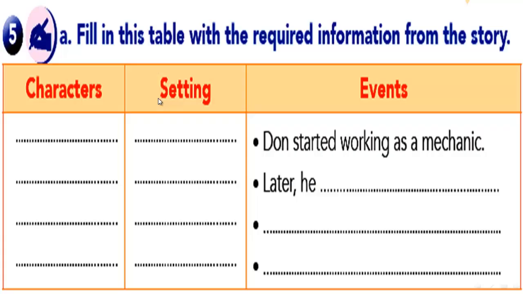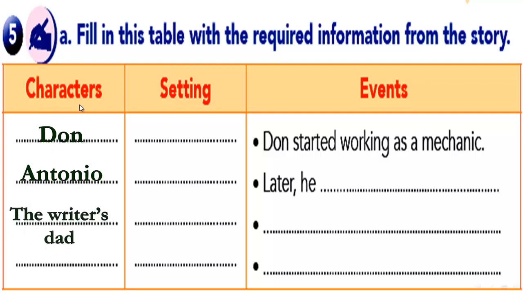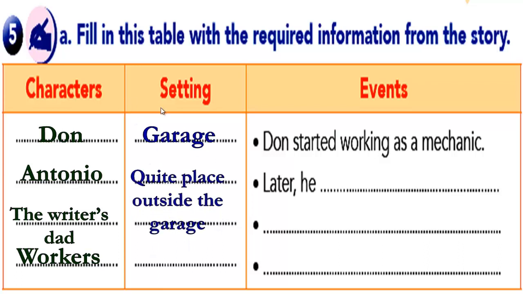Check your answer. Character number 1, Don. Antonio, the writer's dad. So the characters are Don, Antonio, the writer's dad, workers. Setting: garage, quiet place outside the garage.